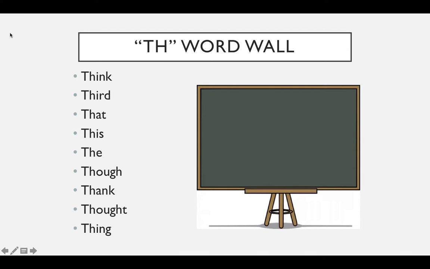So the class would use their lists that they had made in the previous slide, and I would create a TH word wall with the students, and I would kind of start with my TH words. So think, third, that, this, the, though, think, thought, thing. So a bunch of TH words that have both the voiced and voiceless TH sound in them, and then I would add the students' input.